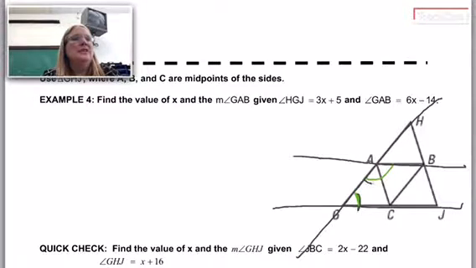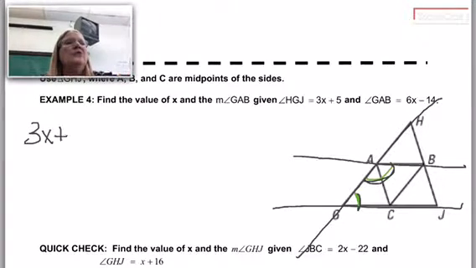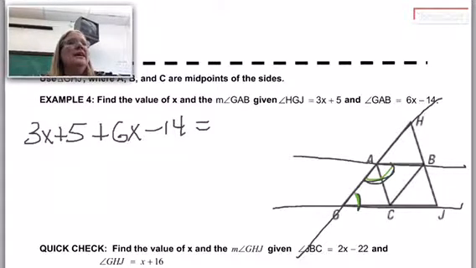So these angles here are same side interior angles, which means they are supplementary. So you just need to decide if they're supplementary or if they're congruent. If they're supplementary, that means when I add the 2 of these, which is 3x plus 5, to 6x minus 14, it has to equal 180 degrees, because supplementary angles add up to 180 degrees. And then we simply just do the algebra.